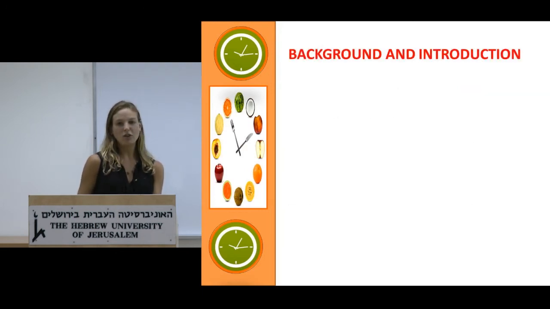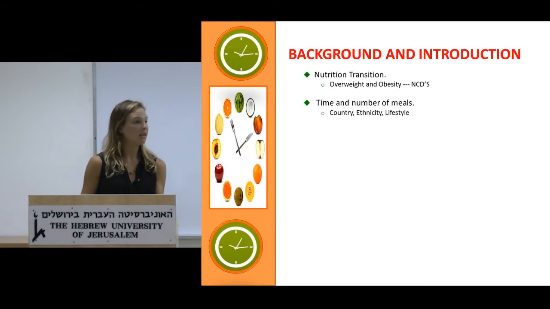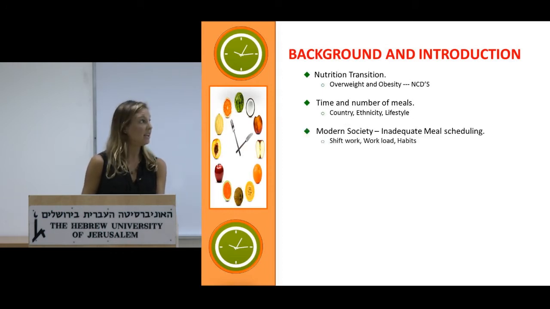Okay, I'm going to give you some background and introduction. We know that globally, and more in the Western countries, we're facing a nutrition transition, passing from problems of undernutrition to problems of overnutrition, such as overweight and obesity that are leading to non-communicable diseases. Time and number of meals can vary based on our country, ethnicity, lifestyle, and many factors. In modern society, it is very common to have inadequate meal scheduling. Why? Because some people have shift work, very important workloads, or simply because of our own habits.